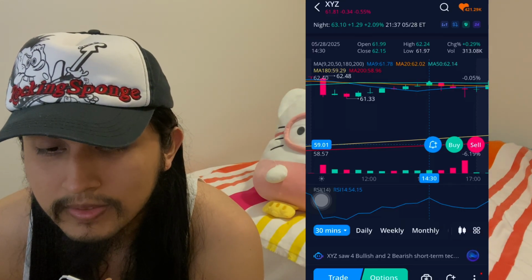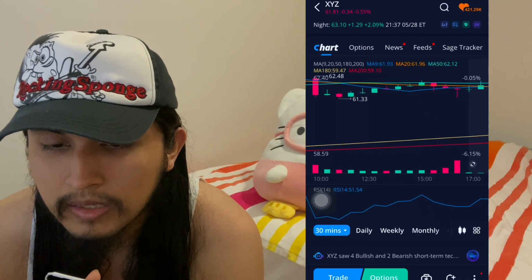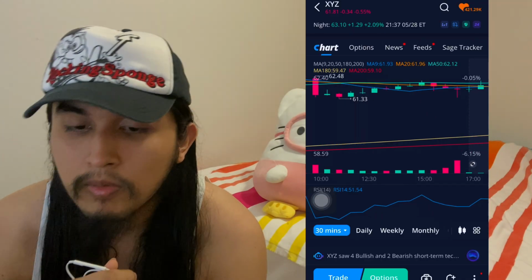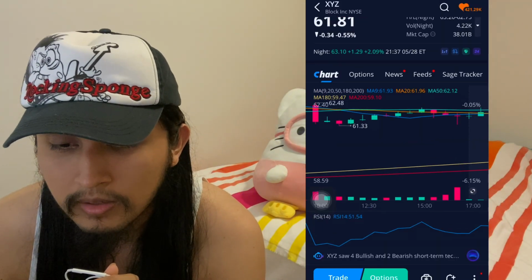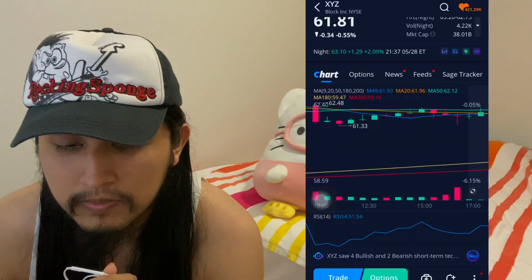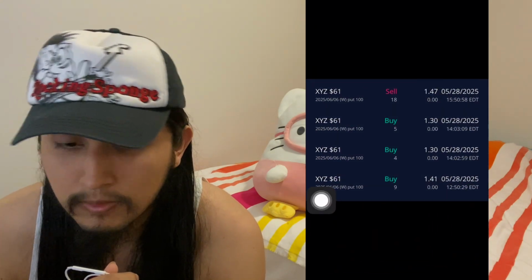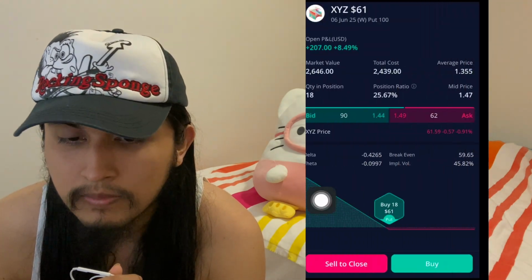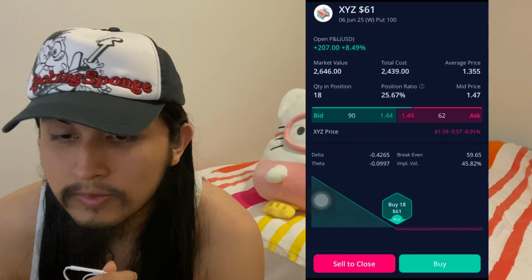As soon as I saw XYZ approach the 50-day moving average, I bought a little bit more, a couple of XYZ put options, and waited for a rejection from the 50-day moving average. Once that happened, around 1550, I sold out the position, making a gain of $207, just trading a couple of XYZ put options.